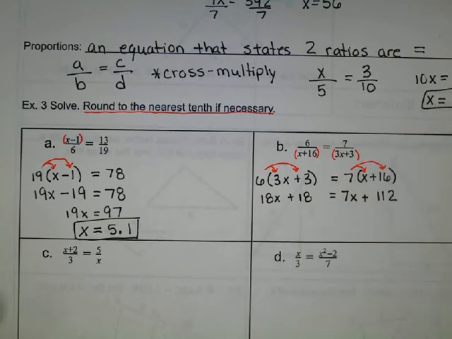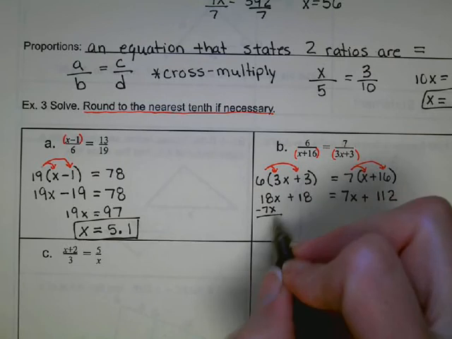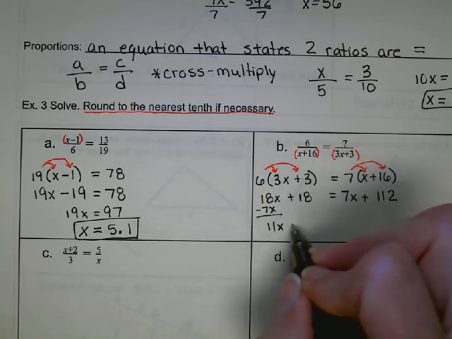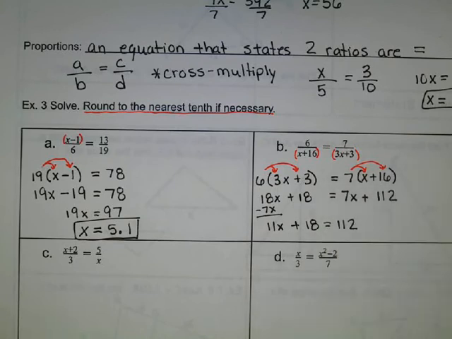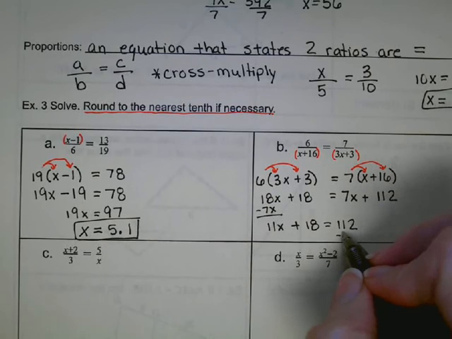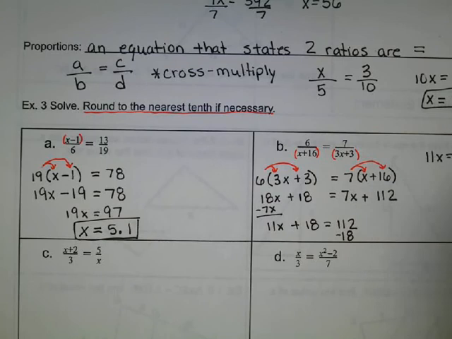Solve with variables on both sides. You want to subtract your x's to one side. Let's say I move the 7x over here. That gives me 11x. And I would want to take my 18 to the other side. Kind of ran out of room. So you have 11x equals 94. And then divide by 11. We're going to get a decimal again. We're going to round it to about 8.5.